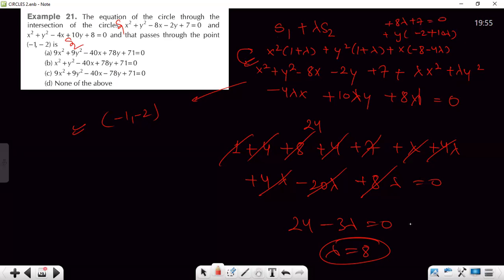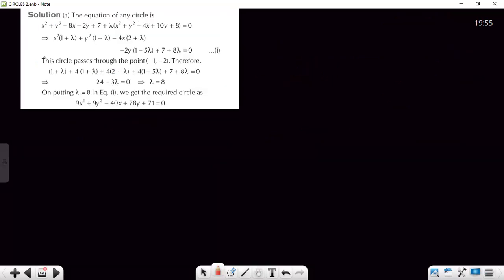Now let's put lambda as 8. So 9x square plus 9y square. Okay, so this option is cancelled. Now what is the difference between these two is of the y. So let's check y. -2 plus 10 into 8, 80. So this will become plus. So the plus option wins and option A should be your correct option. We can also check the remaining ones so that D does not become the correct option. A is the correct option. Understood? Yes, sir.